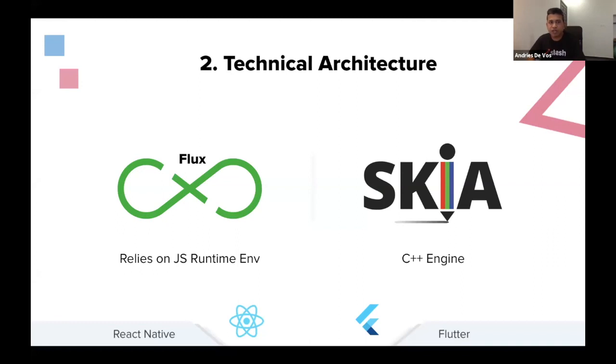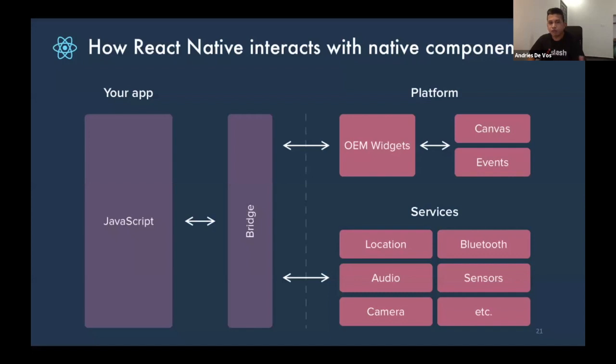So here is how React Native interacts with the native components. On the left-hand side is your app. You are going to write JavaScript. Before you can communicate directly with the native stack, you need a bridge. You cannot talk directly to the native. You need a bridge to translate, and then the bridge communicates directly with the native and responds back to the app. This is the architecture for React Native.